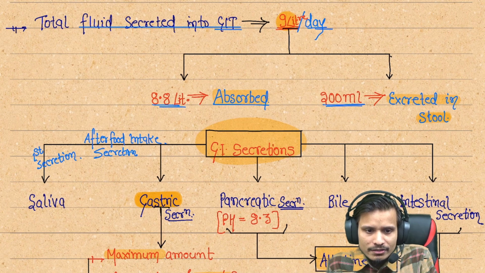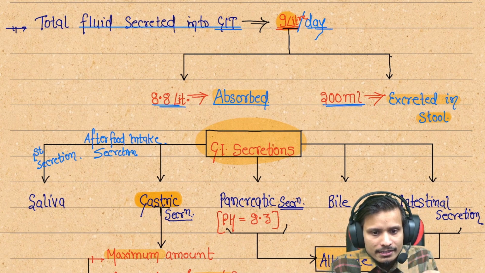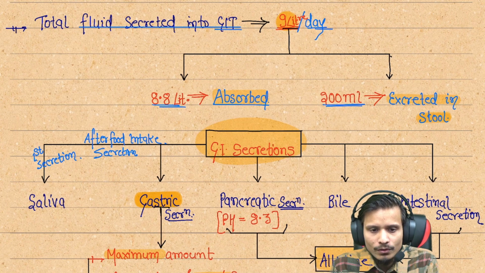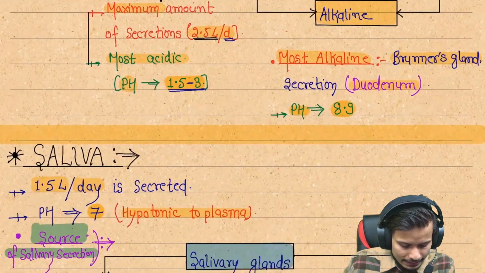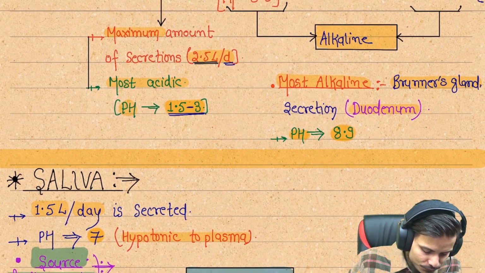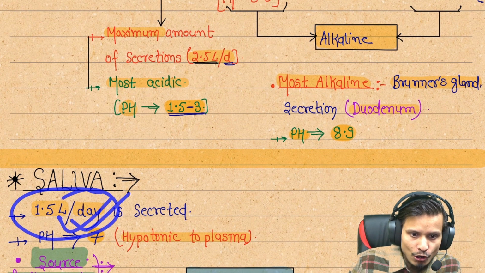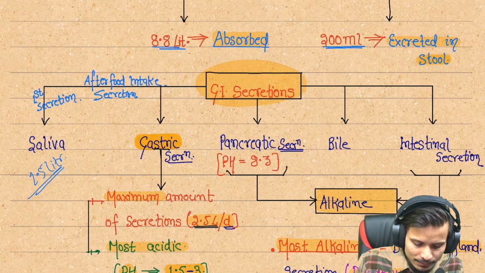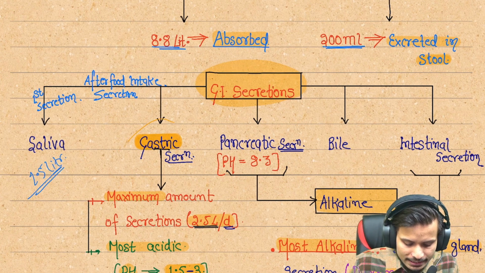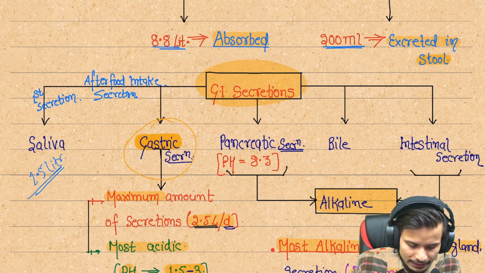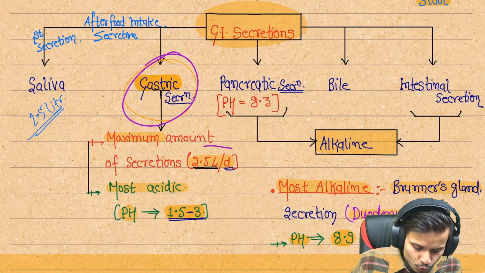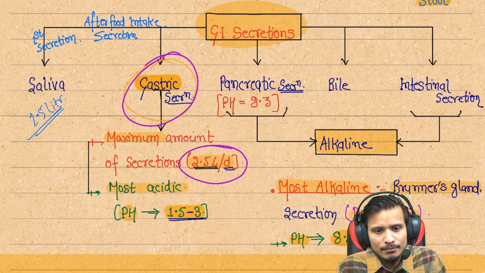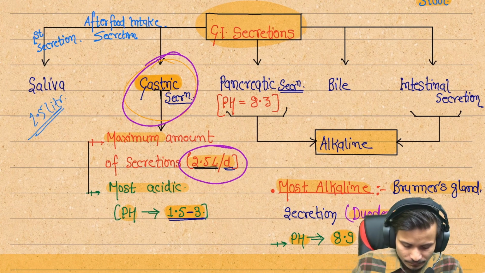In GI secretion, saliva is going to produce some amount, gastric secretion some amount, the pancreas and so on. So the saliva secretes 1.5 liters per day. Saliva is how much secreted? 1.5 liters per day. And gastric secretion is secreted by how much amount? Gastric secretion is 2.5 liters per day, secreted by the stomach.